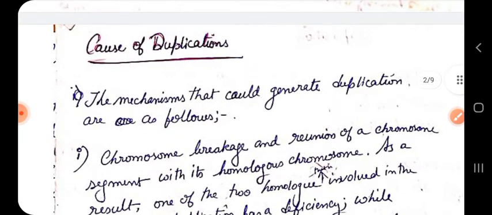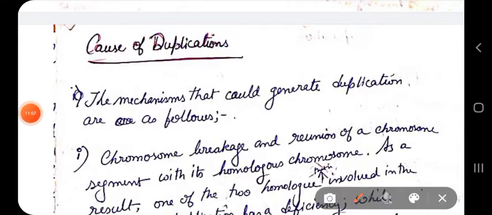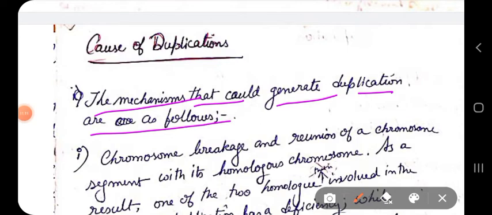Now, what is the cause of duplications? What are the causes of duplications? In a previous video I described the causes of deletions as well. Various causes are there, and some of the causes I want to mention here in this lecture. So it is saying that the mechanisms that could generate duplication are as follows.